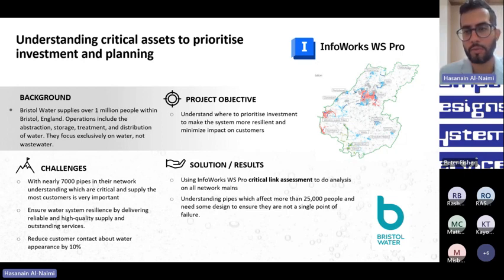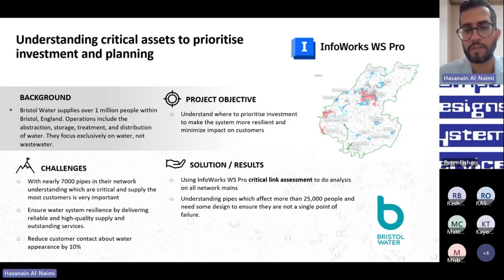So a bit of background about Bristol Water. It supplies over 1 million people within Bristol, England. The operations include storage, treatment, and distribution of water, but they only focus on water, right? They're not focused on wastewater and stormwater, etc. So they're a water utility, and they cover a huge network in the UK.